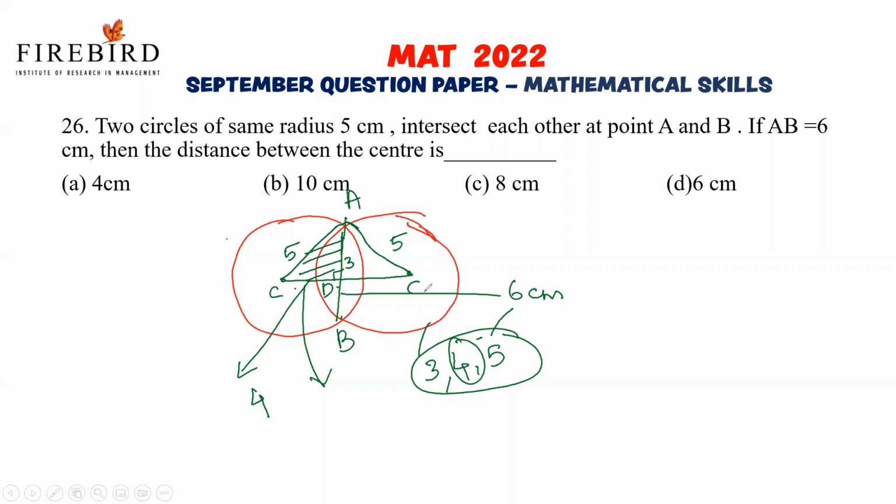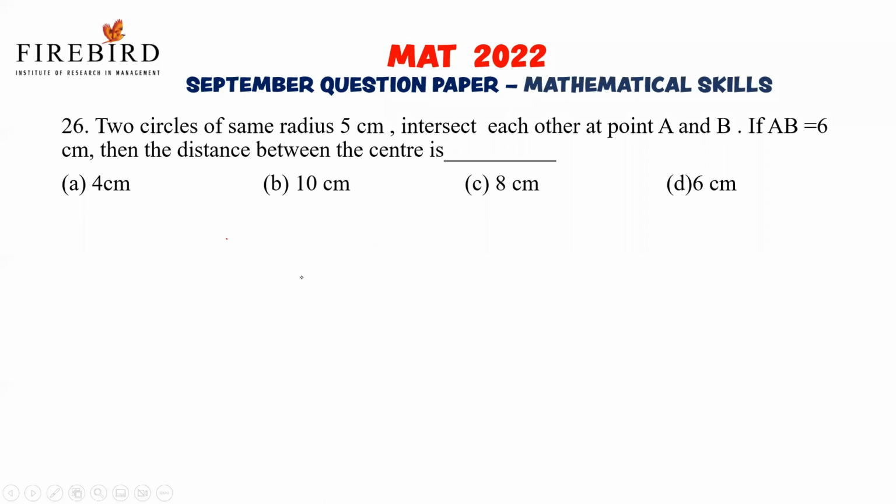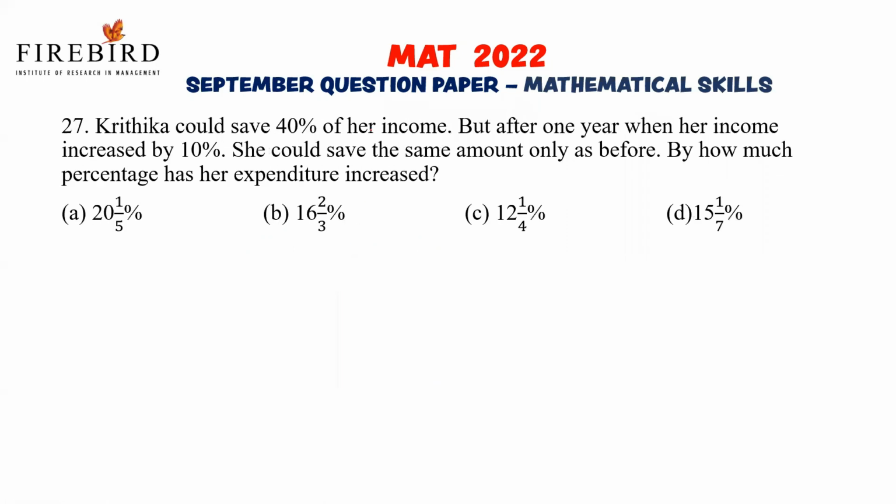Now they are asking, what is the distance between the two centers, C1 and C2? The distance between the two centers will be 4 plus 4, 8 centimeters is your answer. Okay, now we'll move on to the next question. Now, oh wow, it is a very interesting question. I used to solve this very eagerly always.